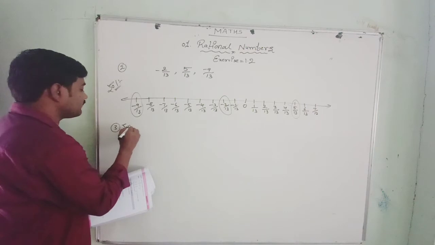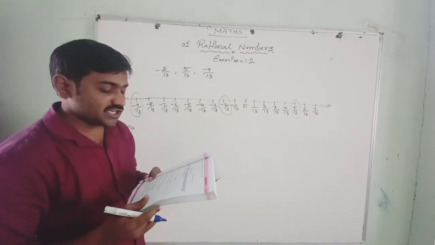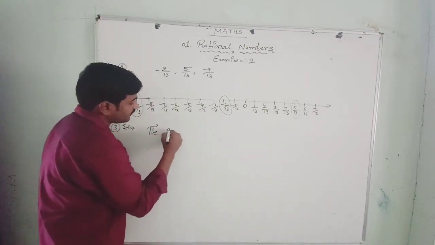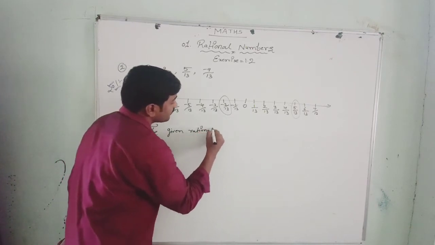Third question. Write 5 rational numbers which are smaller than 5/6. The given rational number here.